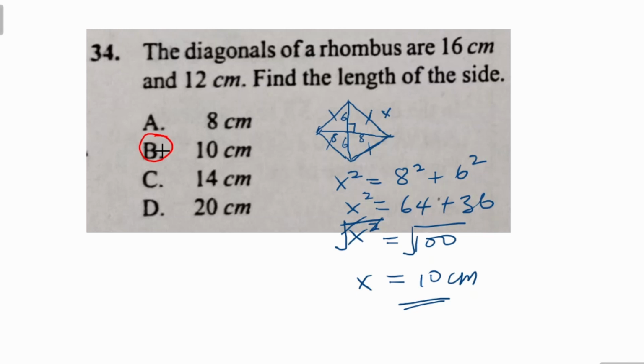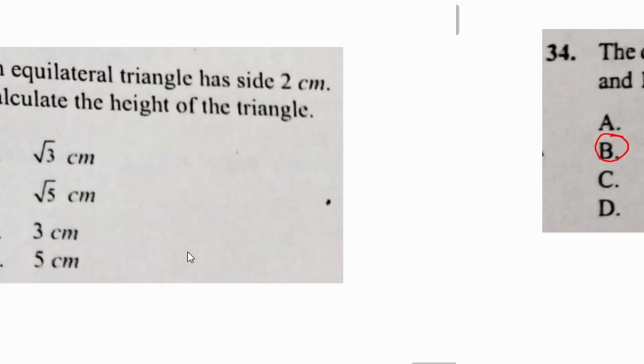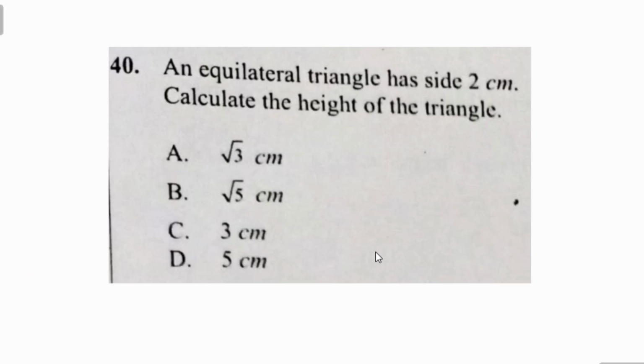Let's now take the very last question of this video, which is question 40. Question 40 reads that an equilateral triangle has side 2 centimeters. Calculate the height of the triangle. And again, it will be advisable for us to sketch our diagram. And so the diagram is an equilateral triangle, and an equilateral triangle has all sides equal. So let me sketch that. And like I said, an equilateral triangle has all three sides equal.